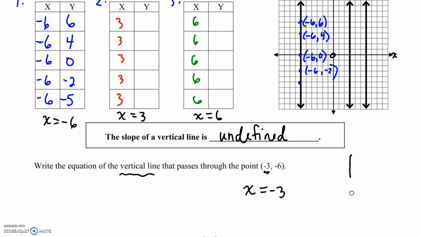Okay, again, you can help yourself visualize this with a sketch. So we have -3, -6 here. I'll plot my point. This time I have a vertical line going through this point. Okay, and we can see as it passes through the point, it also passes the x-axis at -3. Okay, so that's another way to show it the same way.